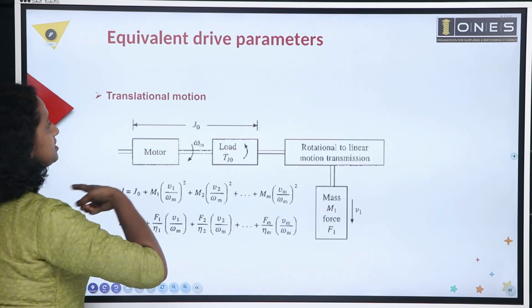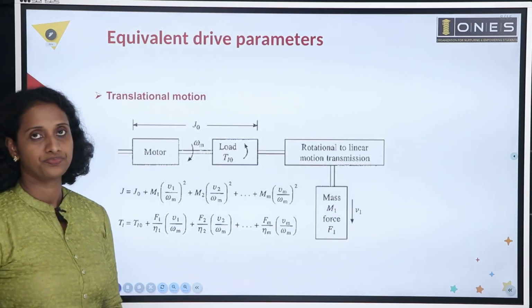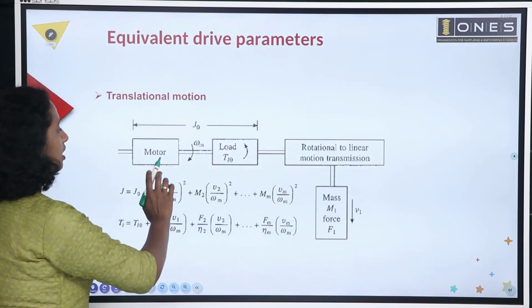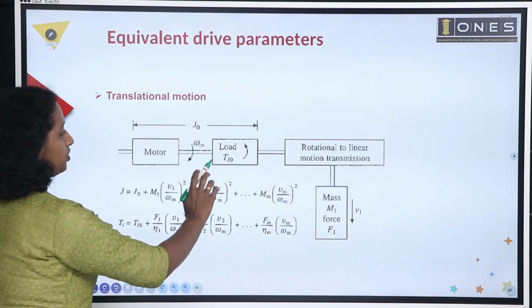Okay. Now we will consider translatory motion. As discussed in the previous case, a load is directly coupled to the motor.